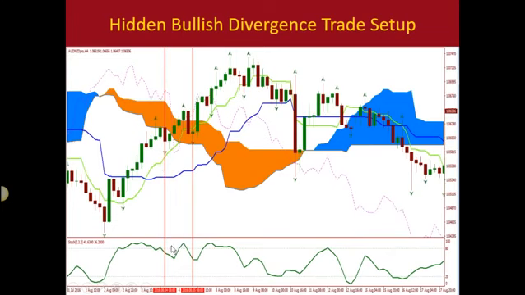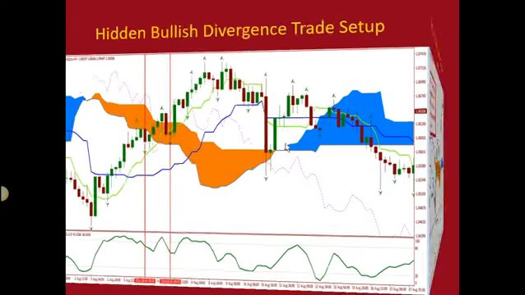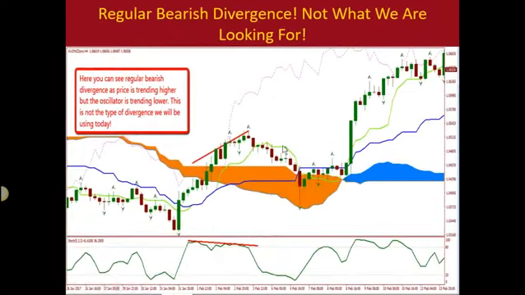You can see what it's doing. All right, so I'm not going to explain that a lot. We want to get to the bearish now. All right, because I'll be here all day. I want to be able to show you guys some things on the chart. So here we go with the regular bearish divergence. This is not what we're looking for.